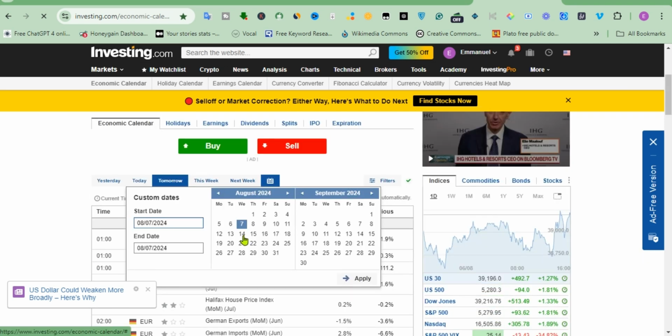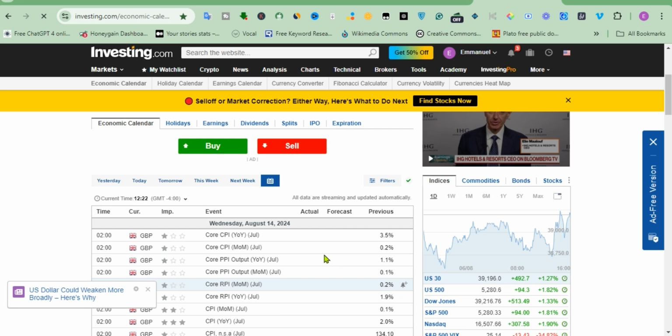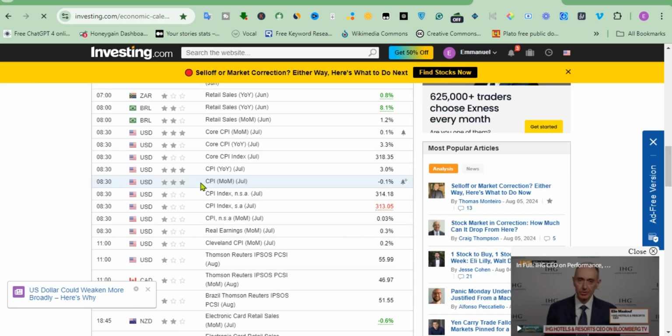Okay, let's check on the 14th. Wednesday the 14th of August. Okay, it's next week, the 14th. At 8:30, yes, CPI. You can see CPI next week. This is it. So put that in your calendar, at 1:30 on the 14th.